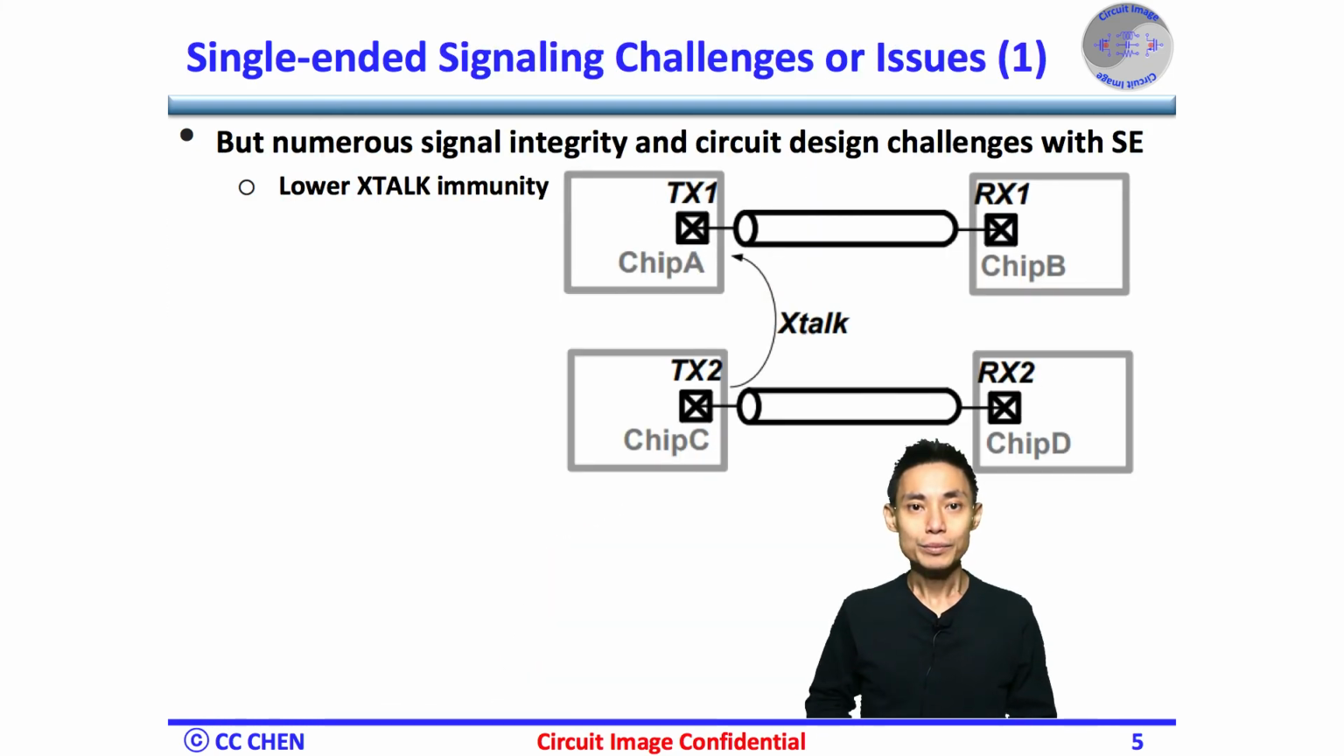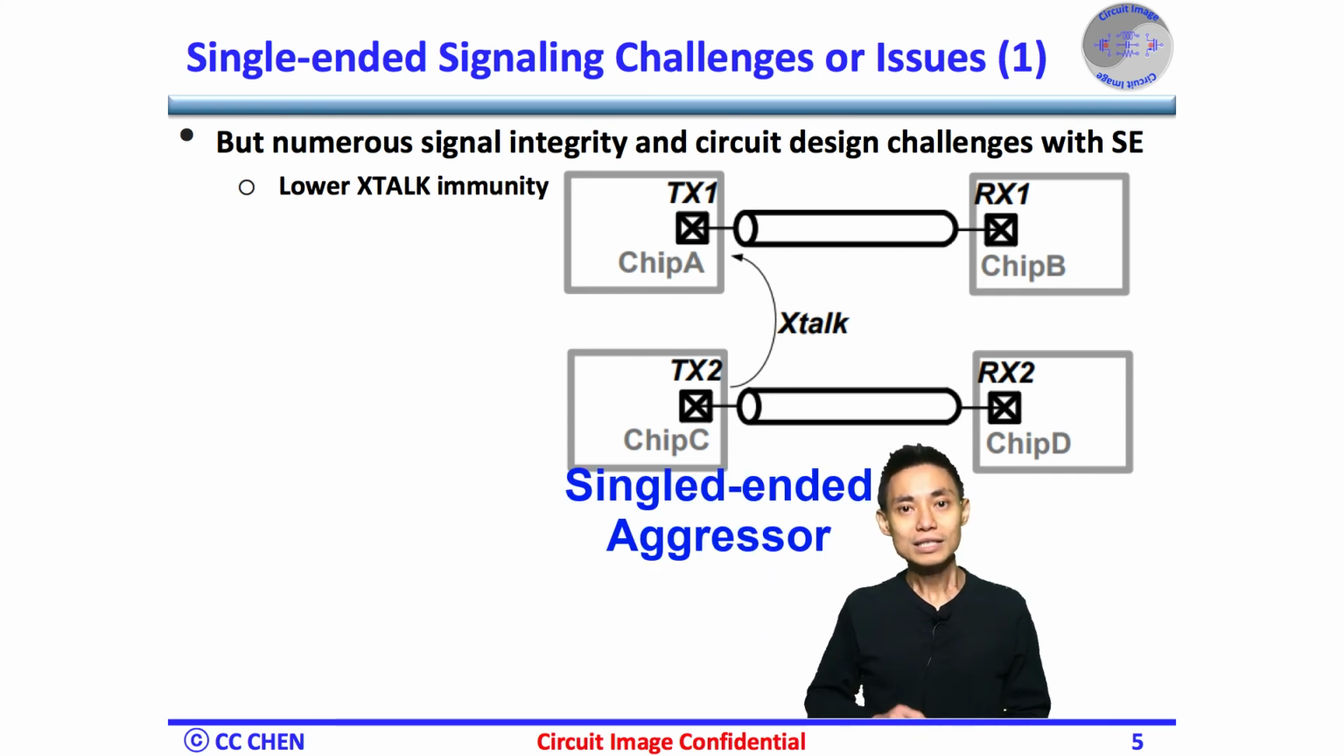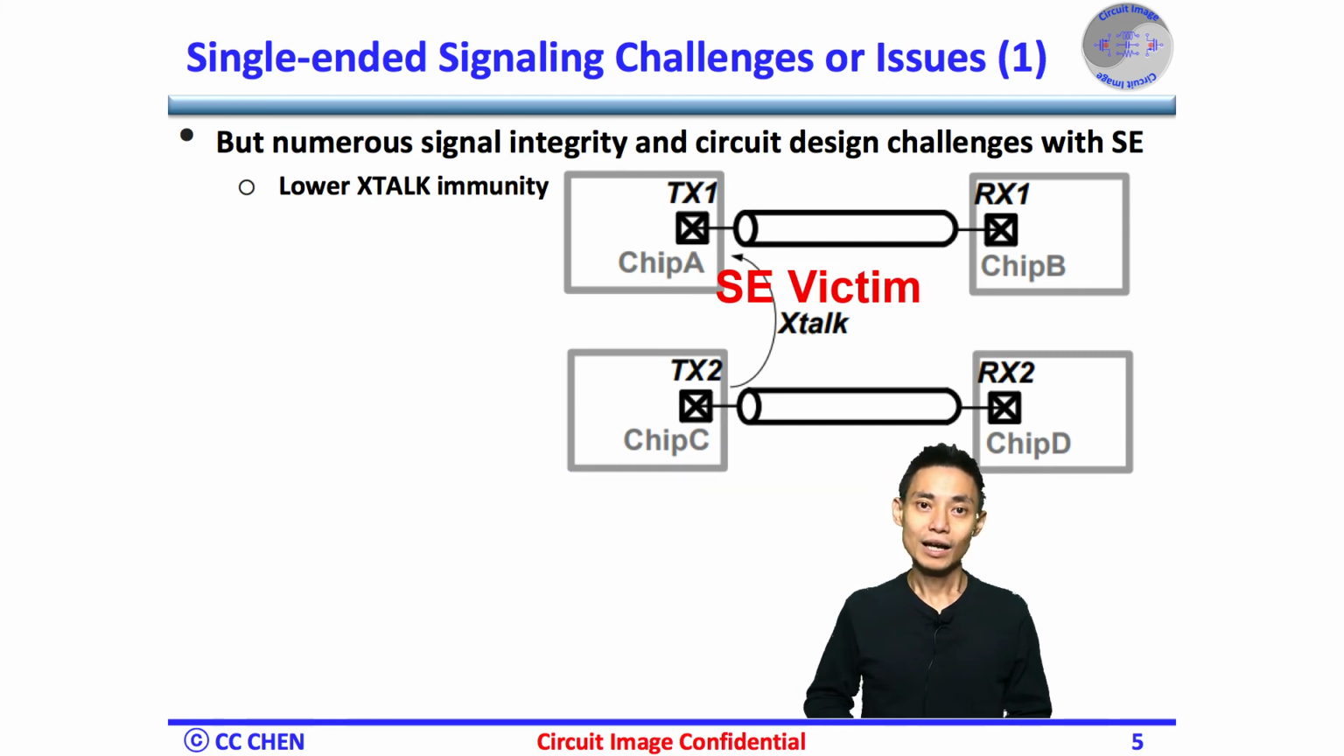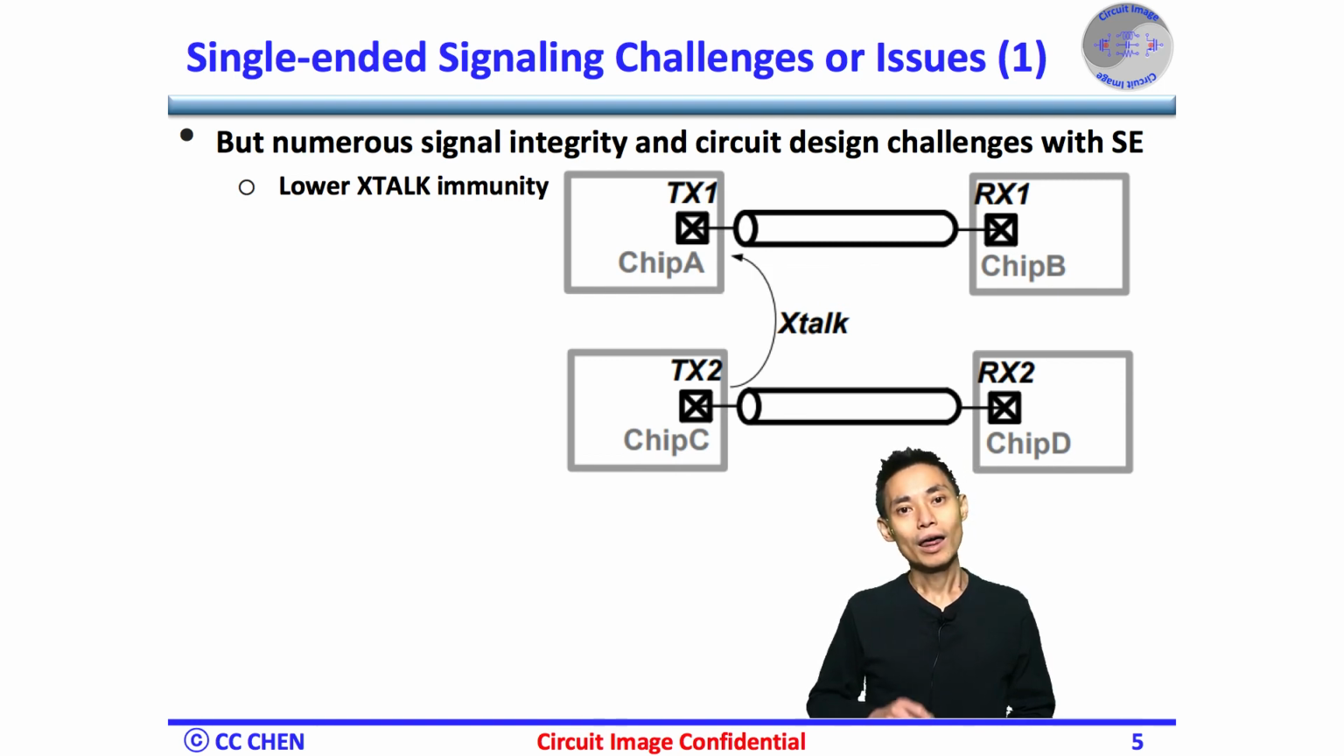However, there are numerous signal integrity and circuit design challenges with single-ended signaling. The most obvious one is lower crosstalk immunity. As you can see, the single-ended aggressor will easily interfere with its adjacent single-ended victim, and the corresponding single-ended victim would not have good immunity. Then, you can easily cause big errors in the link.